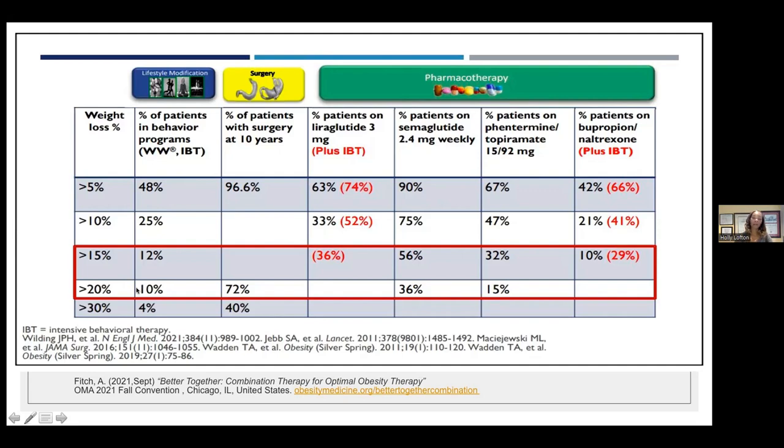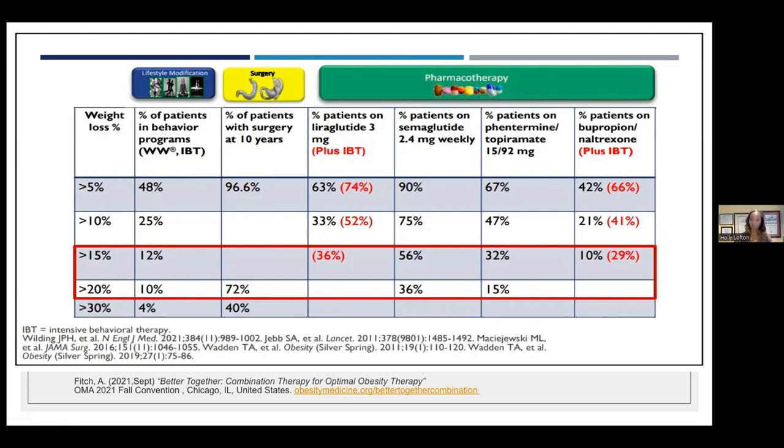As we get into the higher categories, using lifestyle modification, a patient has about a 10% chance, and even that's high when you look at some of the studies, of losing more than 20%. Looking at bariatric surgery, patients have a high chance of losing more than 20% at 10 years. It's about a 70% chance.